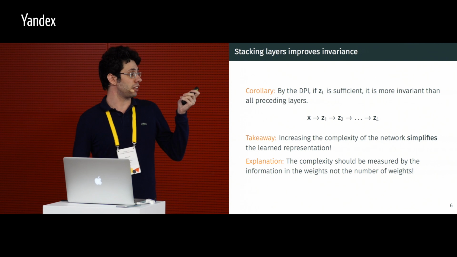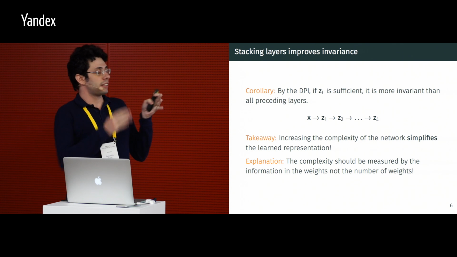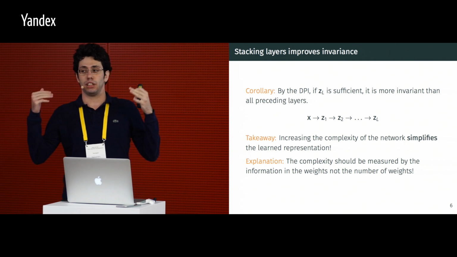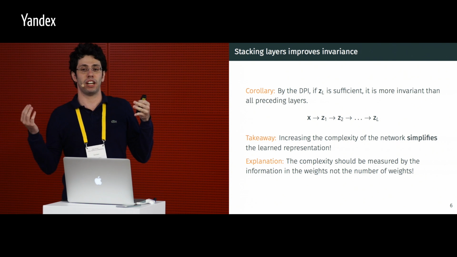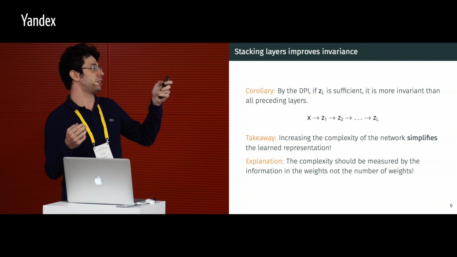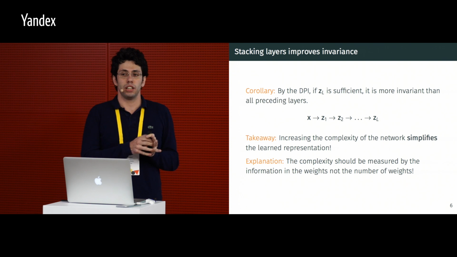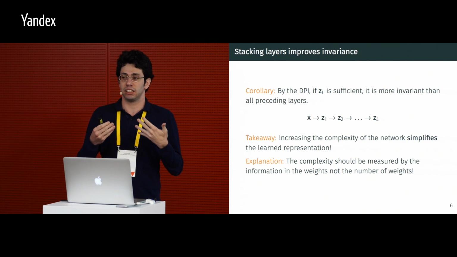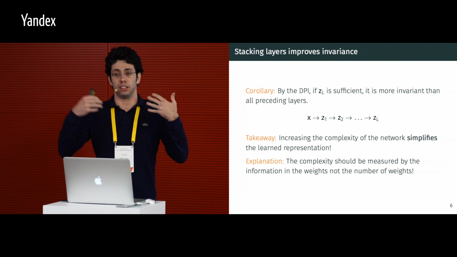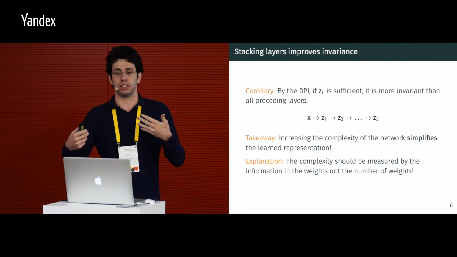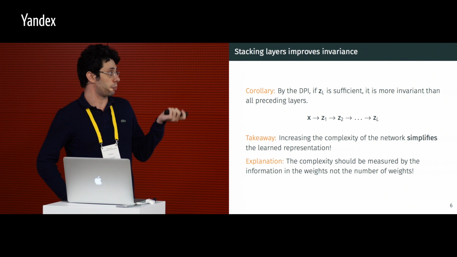An even more interesting application of this is that if we stack multiple layers, by the data processing inequality, we will always get a representation of the data which is more invariant than all the representations that we will get with fewer layers. This is actually pretty interesting because it means basically that the more we increase the complexity of the network by adding new layers, the simpler the representation learned by the network actually is. And we will go back to this problem.